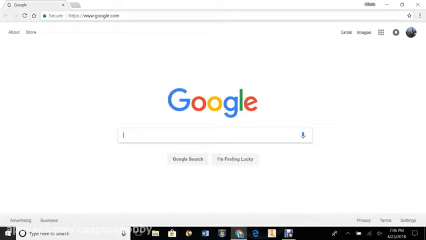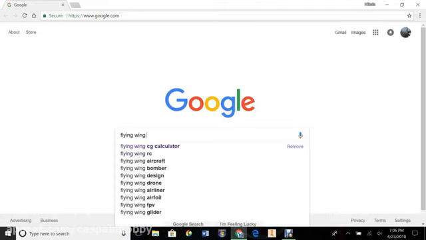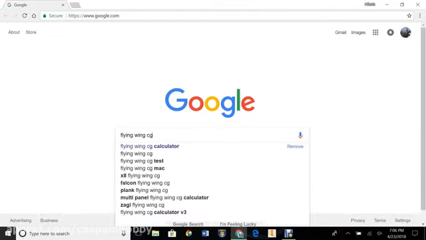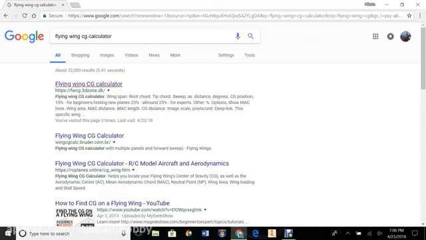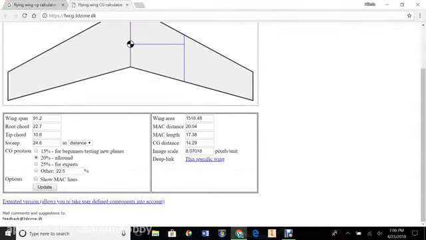So today I'll be showing you how to find the CG on your wing. All you need is this website. All you really need to type in is flying wing CG, not CG calculator. I'll post a link to this in the description below.